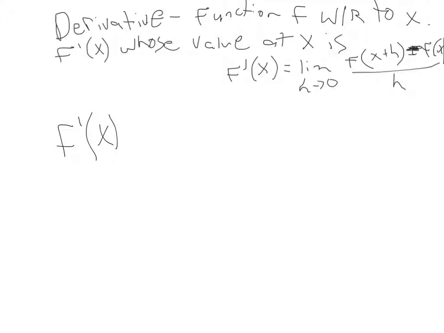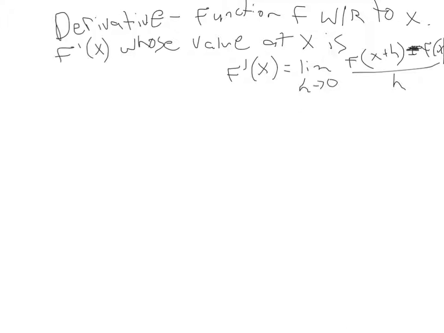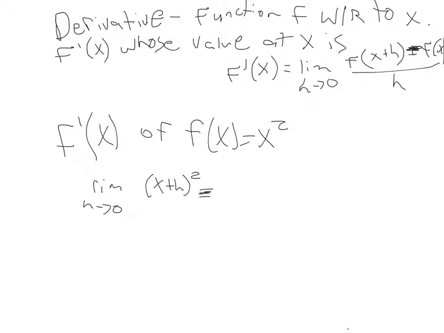So we're going to take the limit as h approaches 0 of x plus h quantity squared minus f of x, which is the function x squared, all over h, which gives me the limit as h approaches 0 of x squared plus 2xh plus h squared minus x squared all over h, which gives us the limit as h approaches 0 of 2xh plus h squared over h, which gives me the limit as h approaches 0 of 2x plus h, and we find that our limit is equal to 2x.